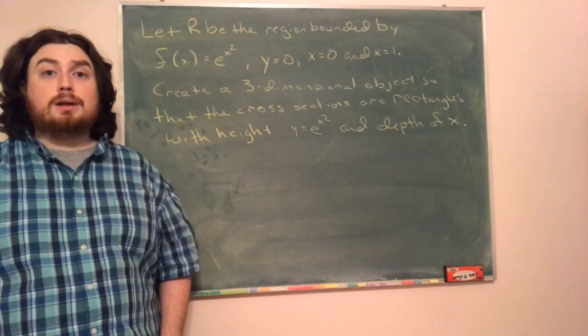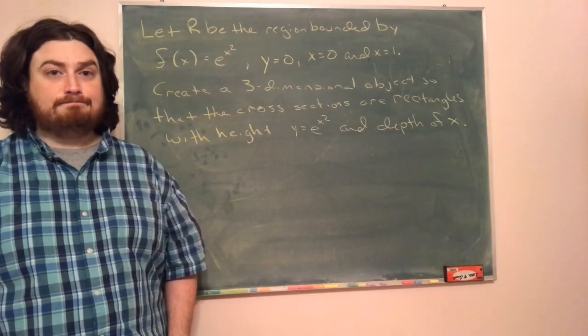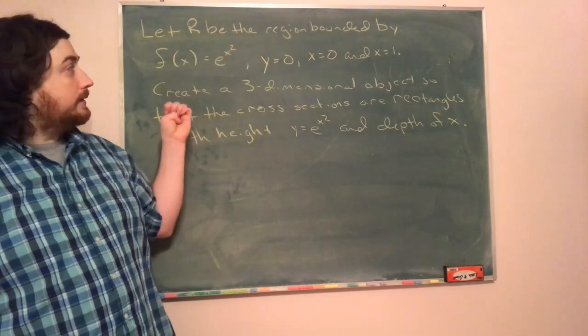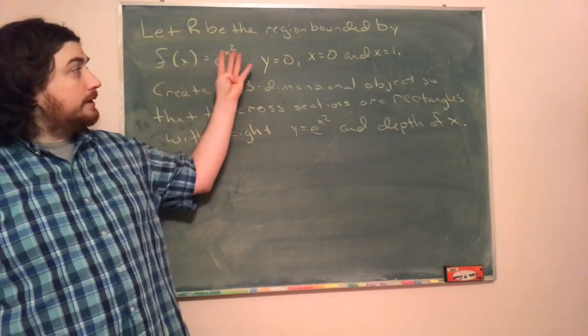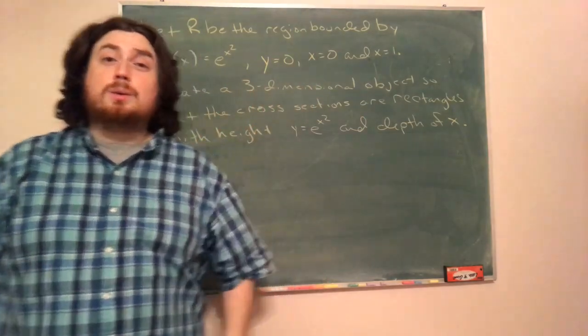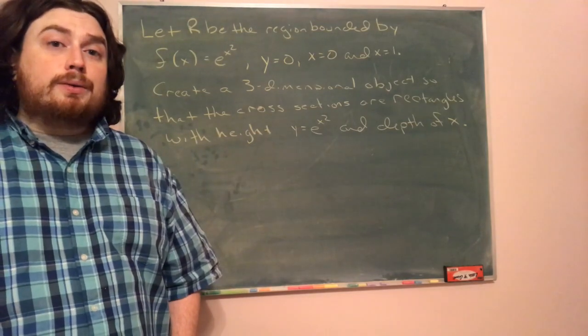What we're going to be looking at now is how to find the volume of a three-dimensional object. In particular, we're going to have R as the region bounded by the functions f of x equals e to the x squared, y equals 0, x equals 0, and x equals 1. So now, in order to find this region, we will have to graph it.